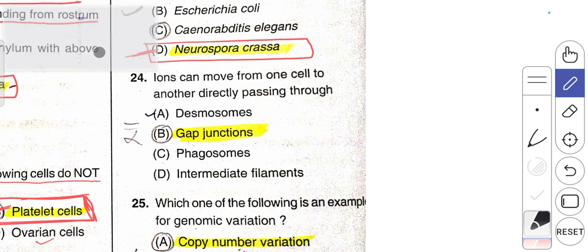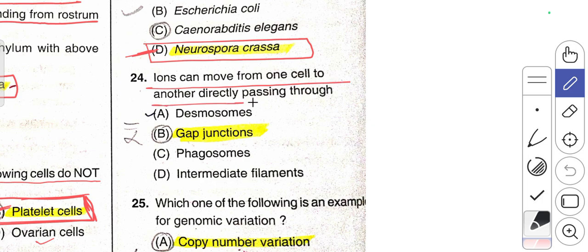Then 24th, ions can move from one cell to another directly passing through. So these ions can move from one cell to another directly through the gap junctions. So this will help in movement.